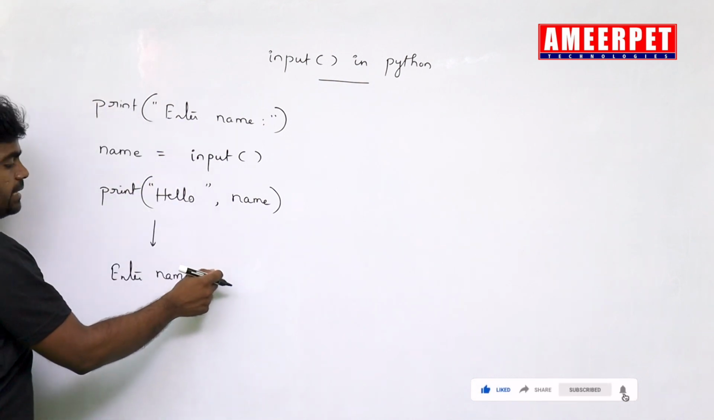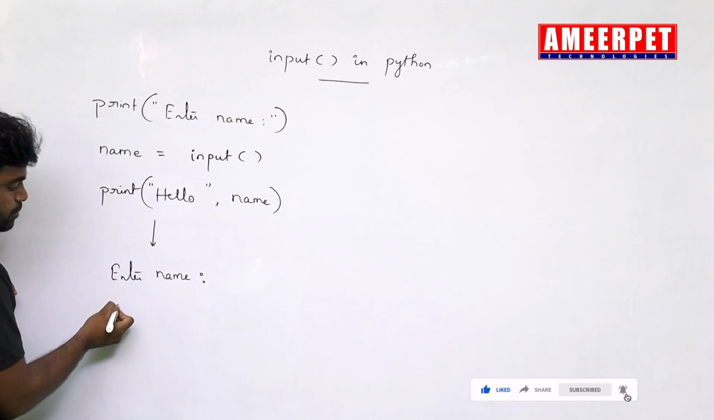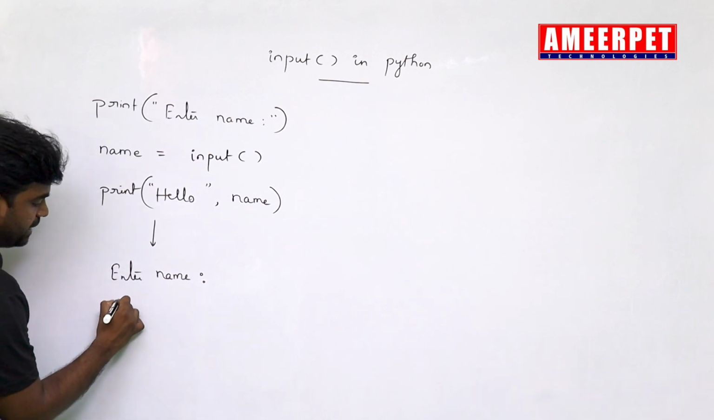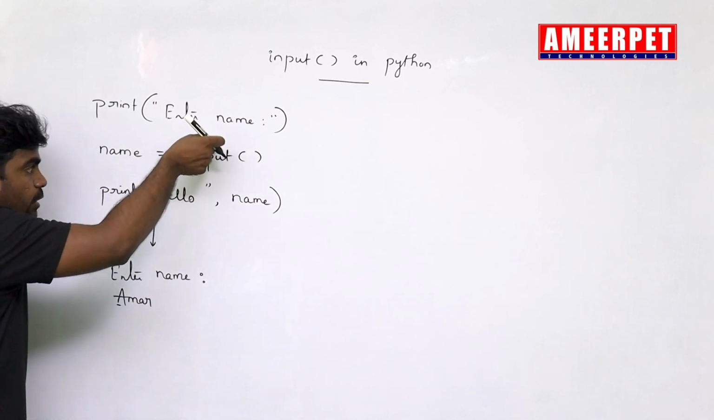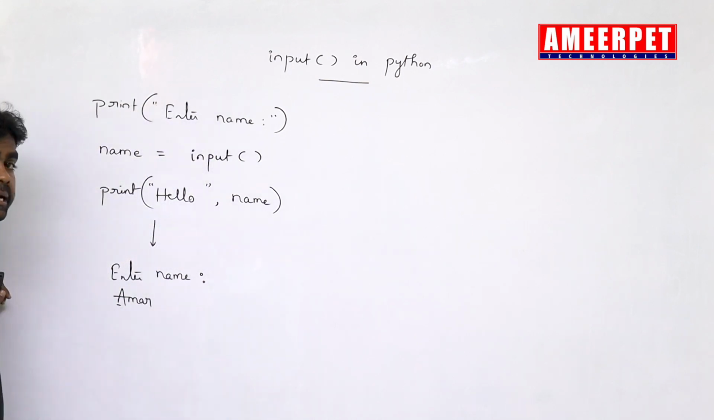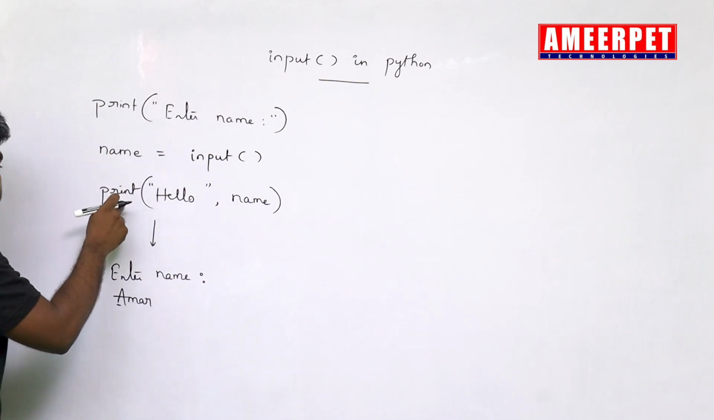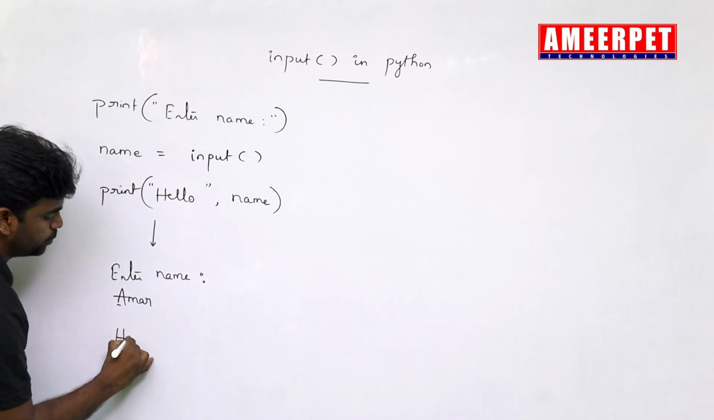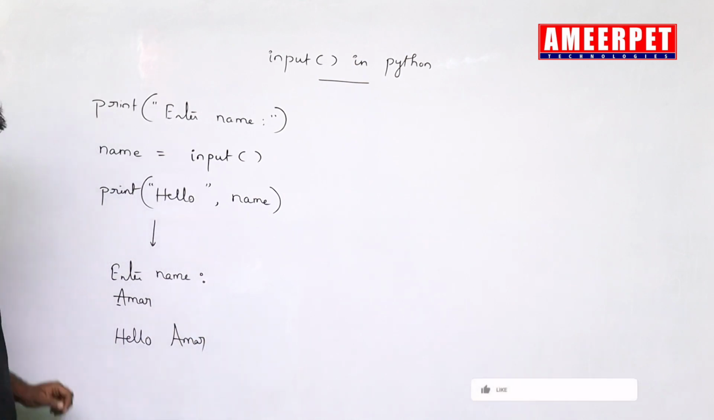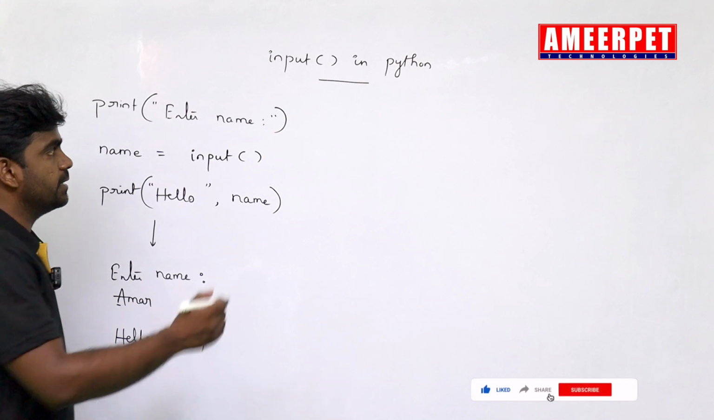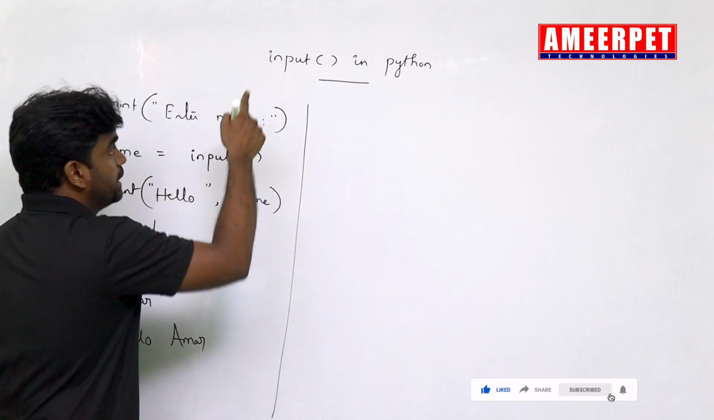The print automatically sends the control to the next line. The cursor is blinking here. You can give any name. Suppose I entered Amar. Then this Amar will go and store into this variable called name. Then the next statement executes and the output is hello Amar.